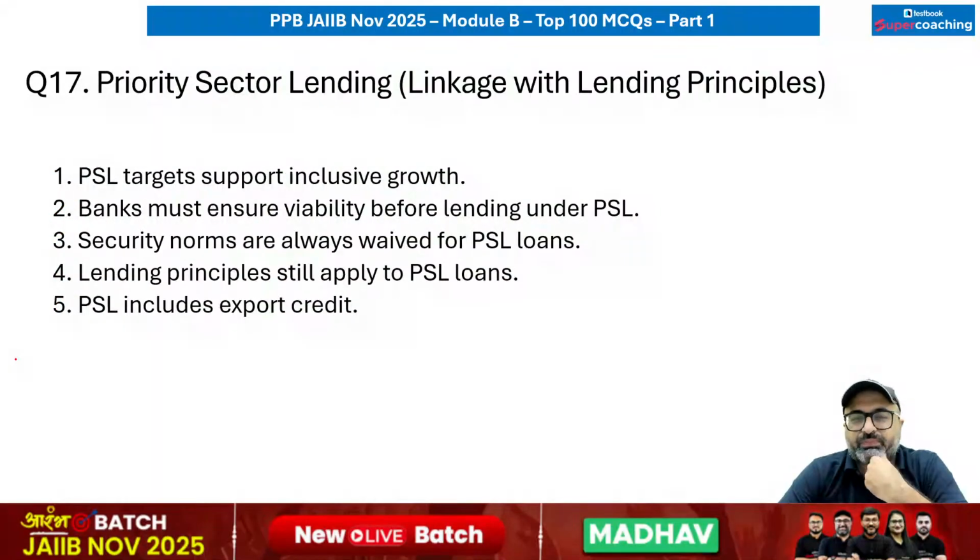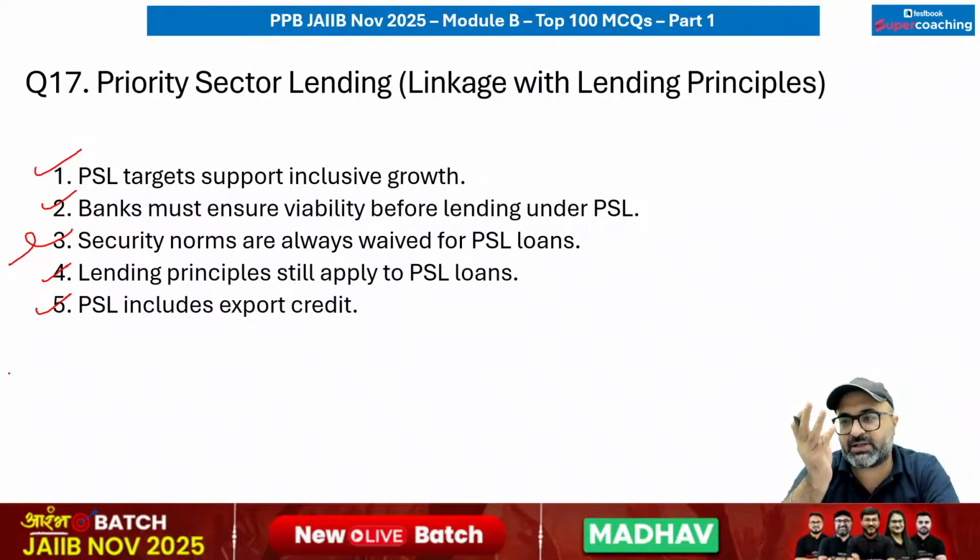Next, priority sector lending. PSL targets support inclusive growth. That is absolutely correct. Banks must ensure availability before lending under PSL. That is true. Security norms are always waived. No, that is not so. It is not always that priority sector lending loans are collateral free. That is not the case. Lending principles still apply to priority sector lending loans. That is true. Priority sector lending loans include export credit.